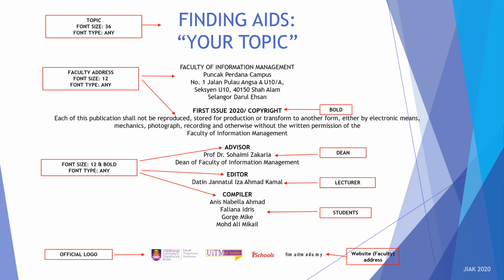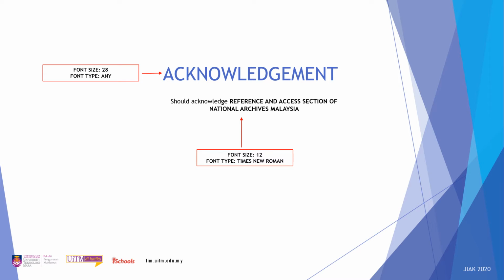Okay. After this first page, you have to provide an acknowledgement. For the acknowledgement, you have to acknowledge the reference and access section of the National Archives of Malaysia, since all the archival materials we have to obtain are from the online Finding Aids. It is necessary for you to acknowledge them for helping you in producing this Finding Aids book.